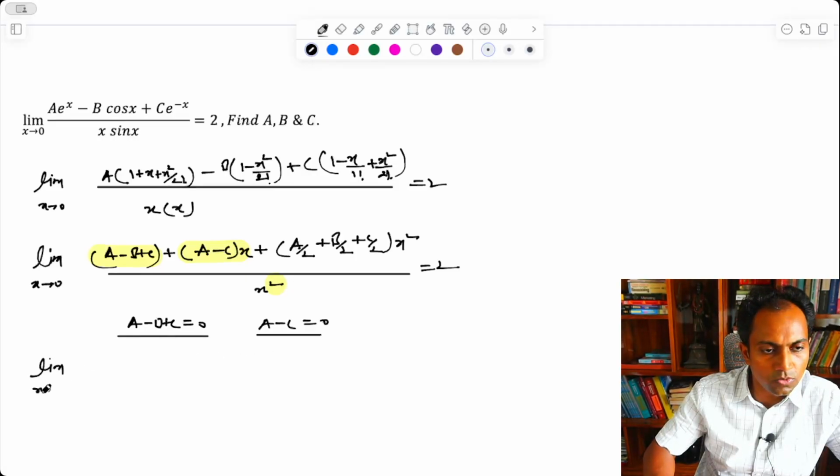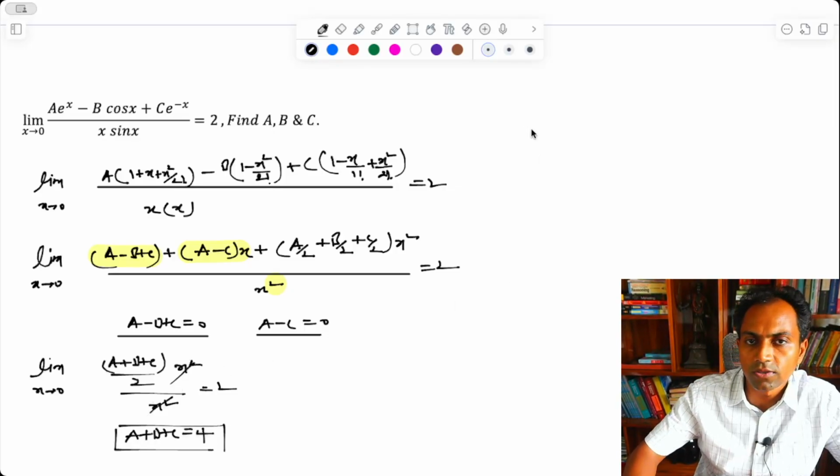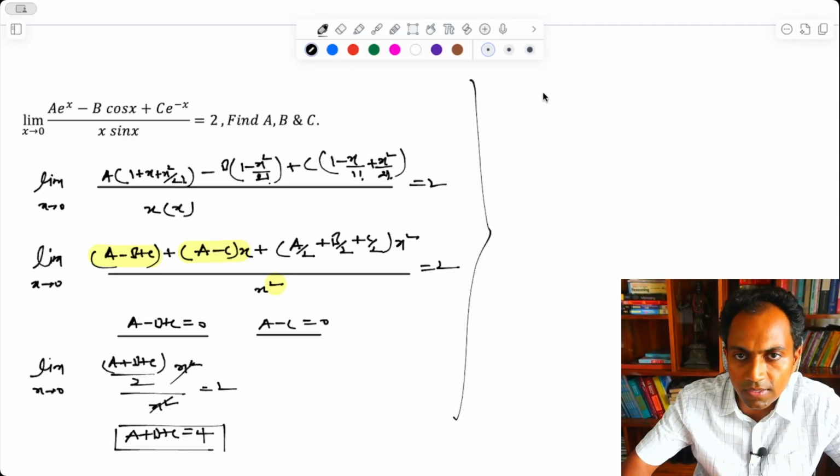So this comes out to limit x tends to 0, (a plus b plus c) divided by 2 into x square. We have 1 x square in the denominator, cancels out. So the value of a plus b plus c is equal to 4. You can see that now we have 3 equations, 3 unknowns. Let us try and solve them and get the final answer.